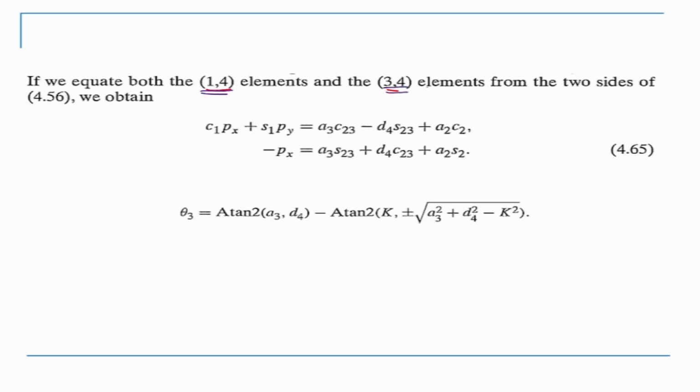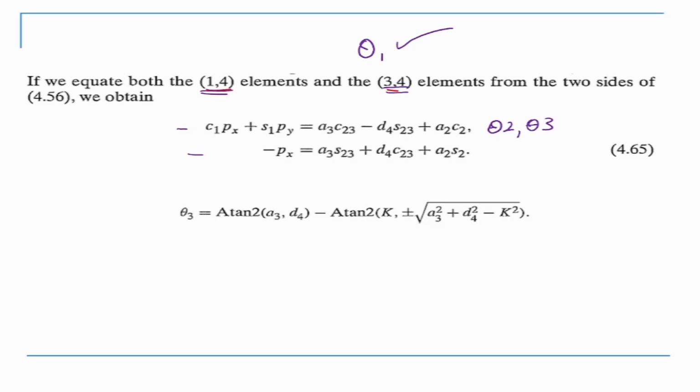Then I equate the 3, 4 element and get one more equation. So this is one equation, this is another equation. What are the two variables here? Theta 1 is already known. The two variables are theta 2 and theta 3, which are left. These are two equations with two unknowns, so we can square and add and solve.